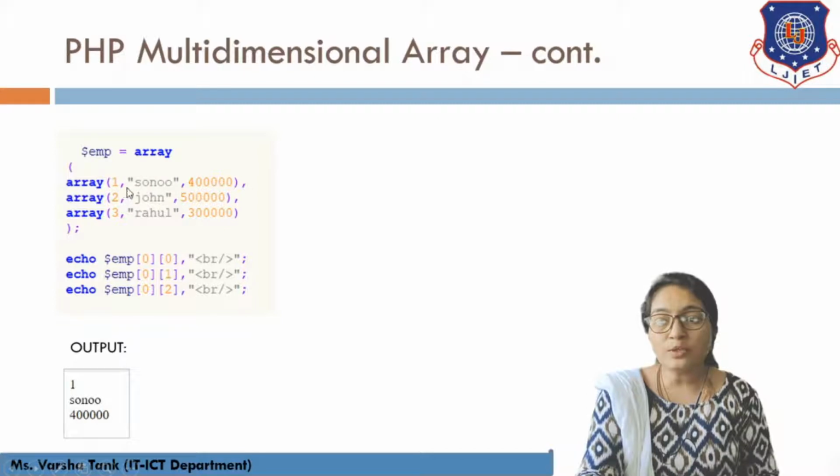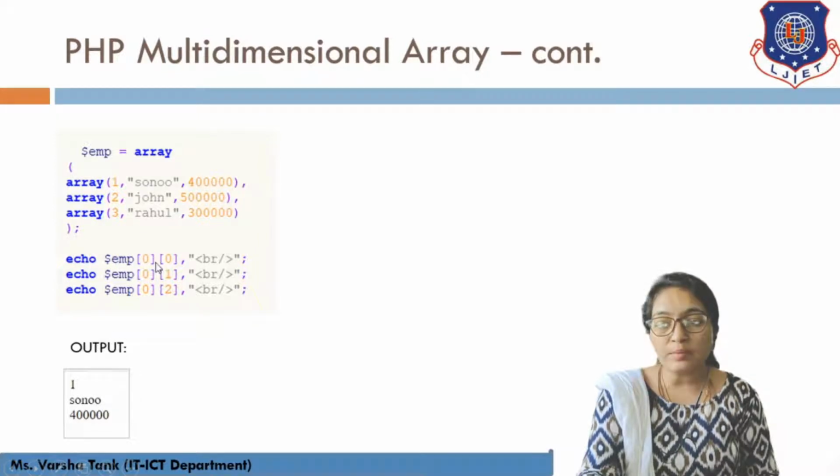This is at the position 0, 1. So row 0 and first column. This is at the position row 0 and third column. So according to that dimension, you can display the value. Suppose I want to display this value, what do I have to write?